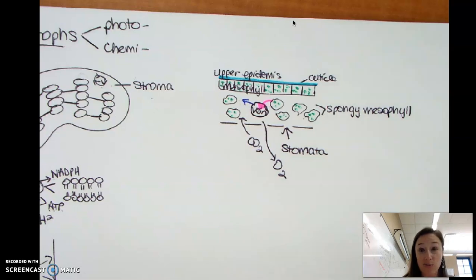So the role of the stomata is really gas exchange. It's bringing in CO2 and it is letting oxygen out.